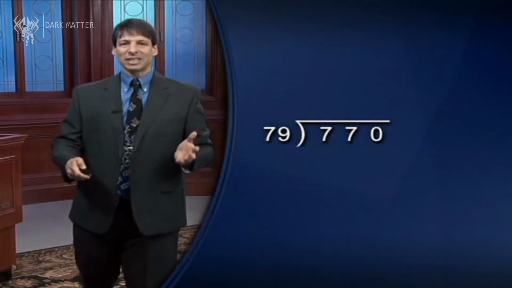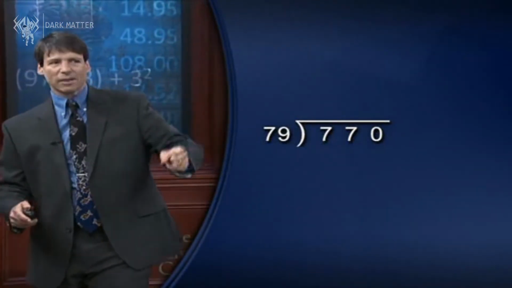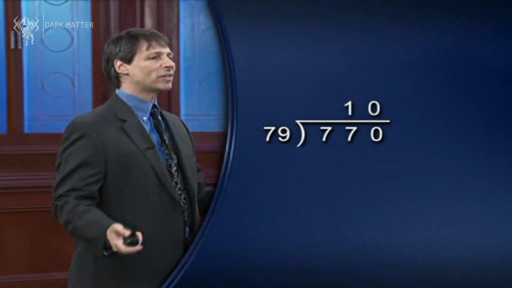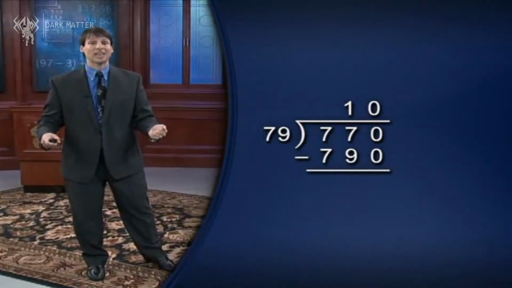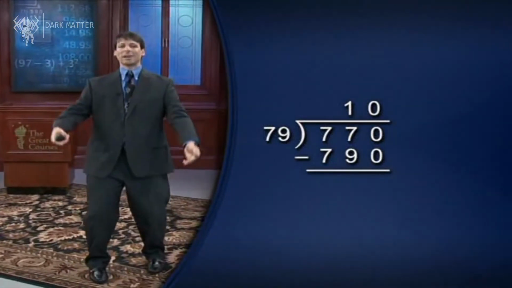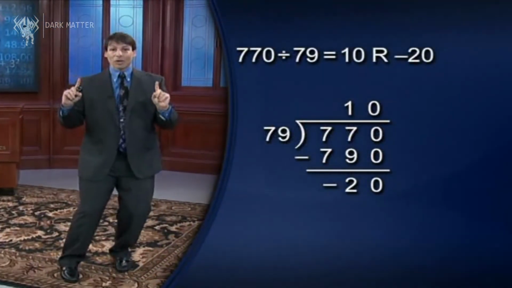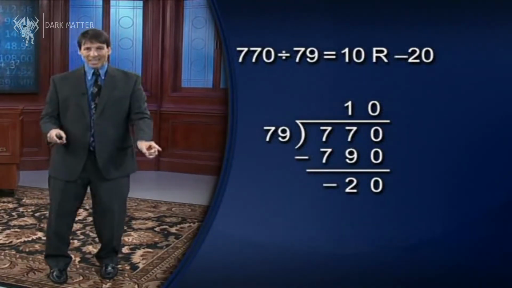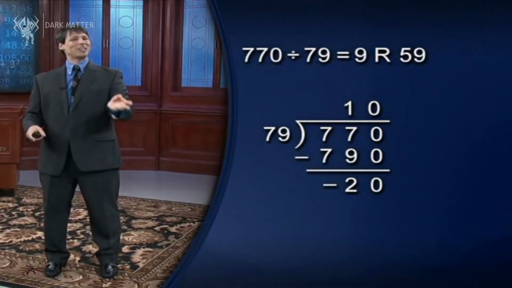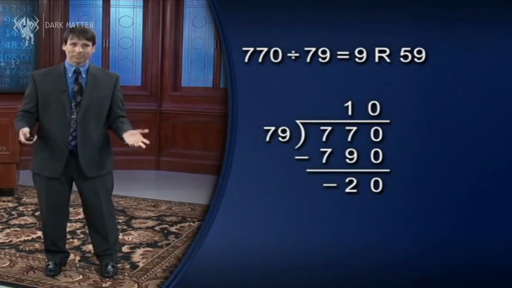For example, let's do the problem 770 divided by 79. Now we know that 79 times 10 is 790, but go ahead and think it anyway. 79 times 10 is 790, and that's too big by 20. So the answer that you think is 10 with a remainder of negative 20, and the answer you say is 9 with a remainder of 79 minus 20, 59.